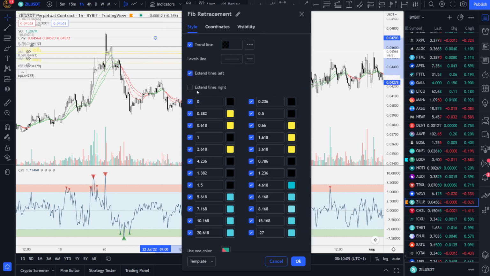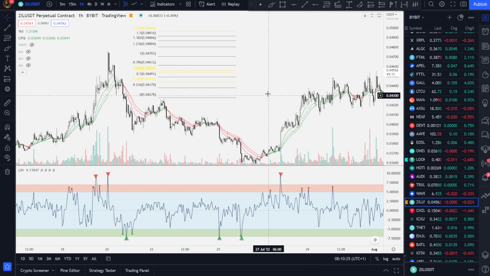I put the extended lines left and extended lines right off, because it's not nice to see the lines everywhere on the chart. You just need one little part of the chart where you need to pull over the Fibonacci retracement tool, so that's fine for me.